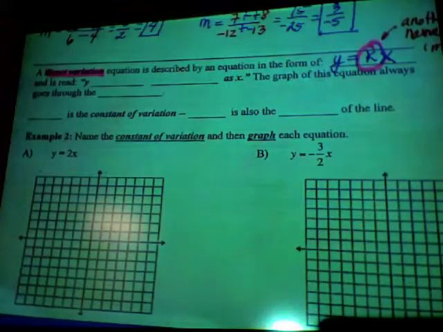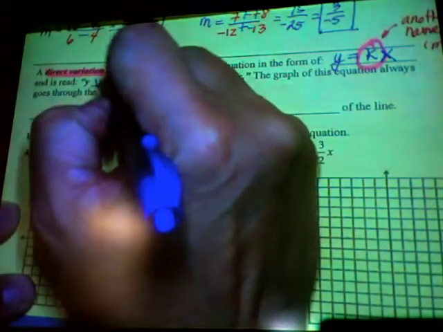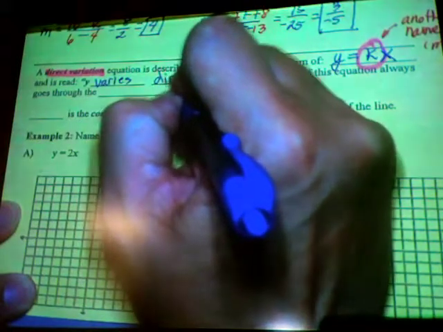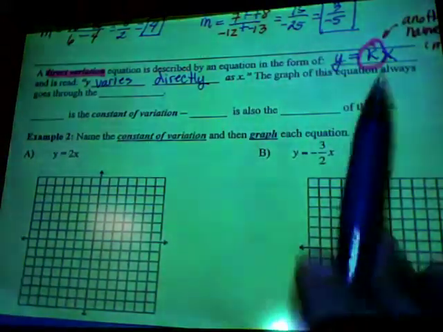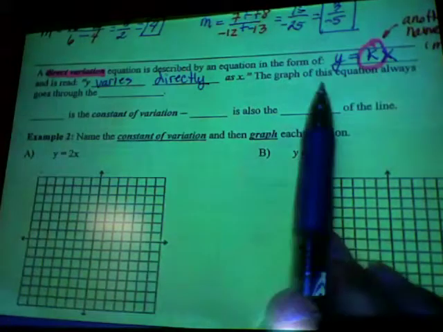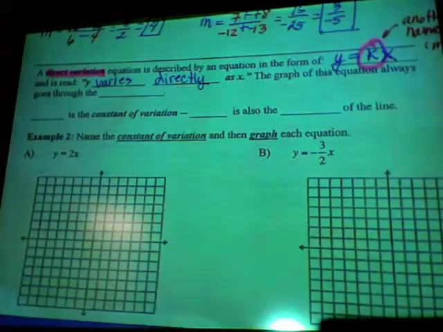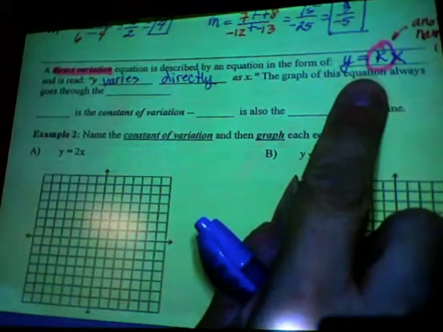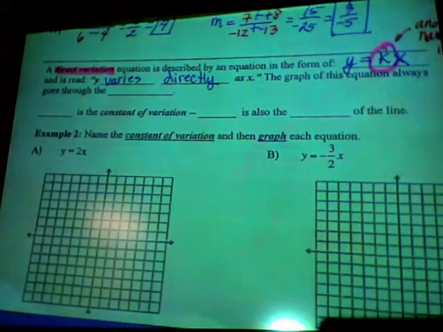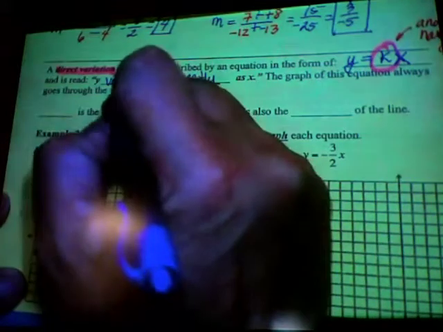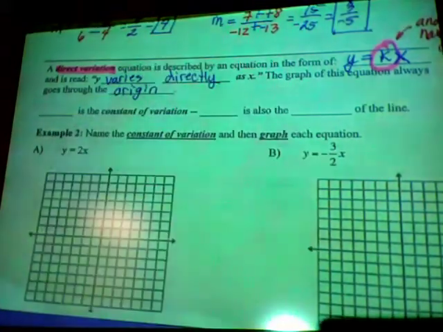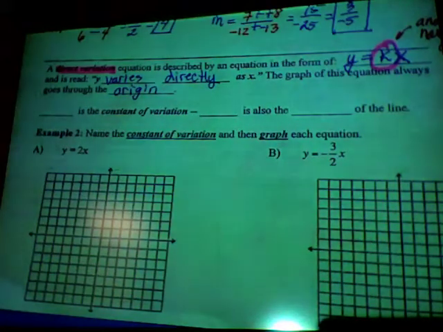And this is read, y varies directly as x. So this equation, y equals kx, is read, y varies directly as x. The minute you see those words, and you're going to have word problems here in a minute, the minute you see the words y varies directly as x, that entire phrase can be replaced with y equals something times x, and I'll teach you how to find that k. And as Savannah said, the graph of this equation always goes through the origin. So 100% of the graphs here are going to start at 0, 0.